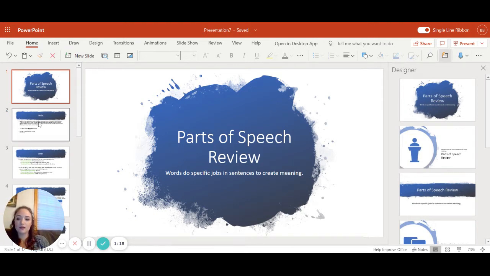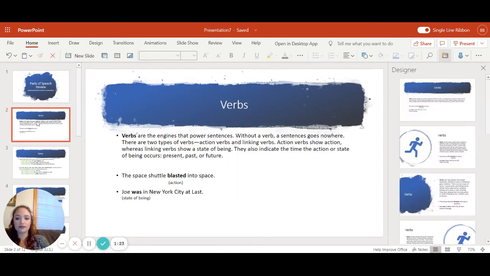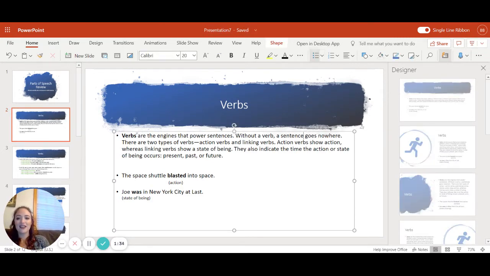All right, so parts of speech review. The first part of speech we're going to talk about are verbs. So verbs are the engines that power sentences. Without a verb, a sentence goes nowhere. There are two types of verbs, action verbs and linking verbs. Action verbs show action, obviously, and then linking verbs show a state of being, okay? They also indicate the time the action or state of being occurs, so present, past, or future tense, okay?